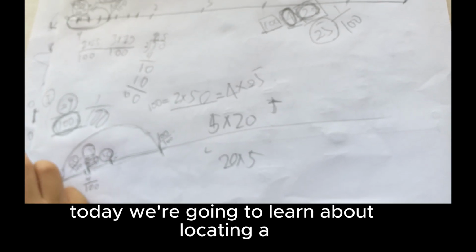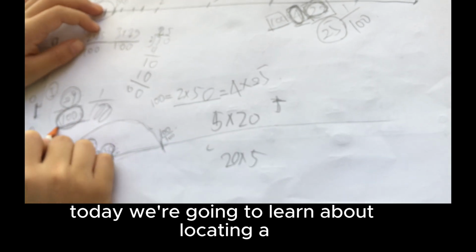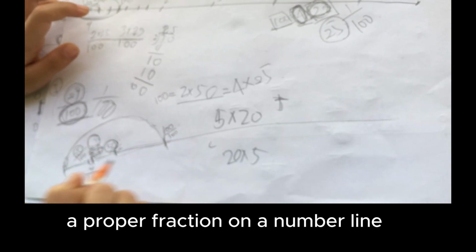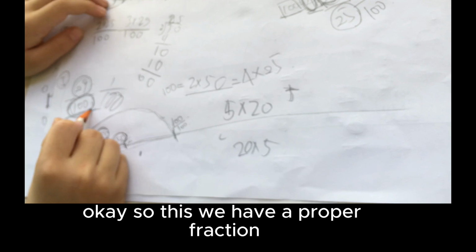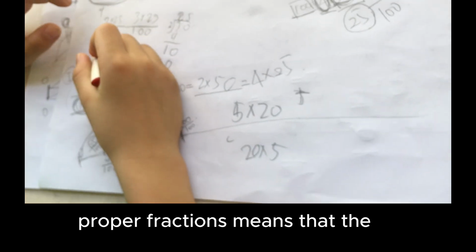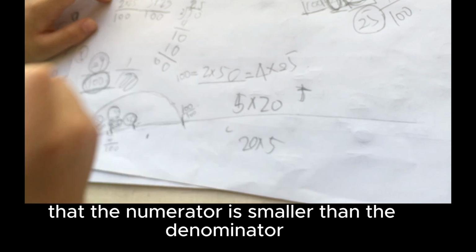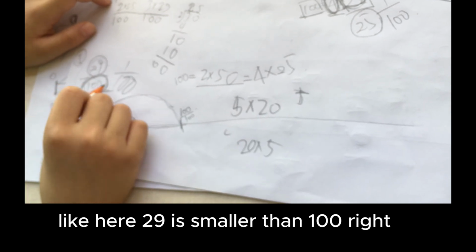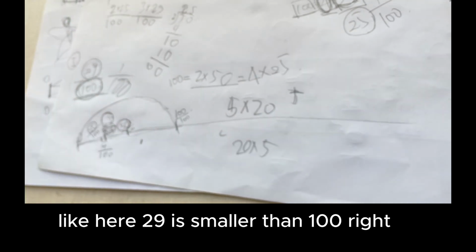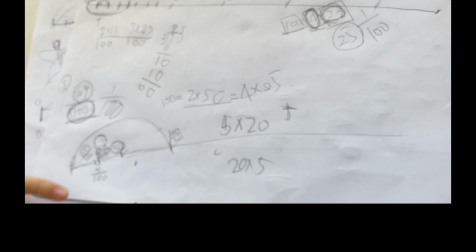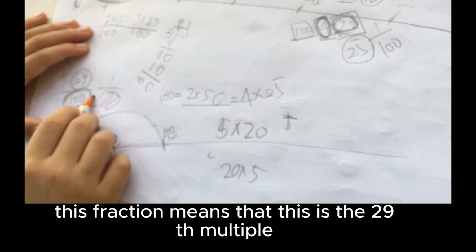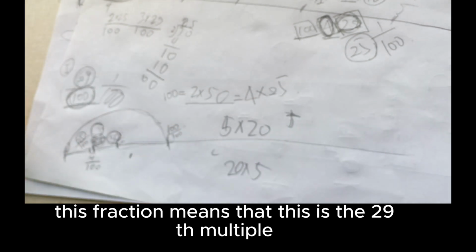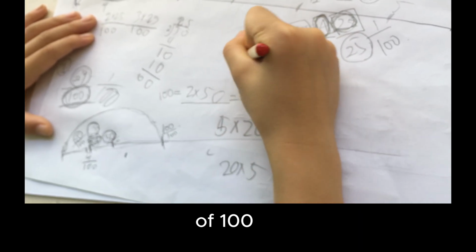Today we're going to learn about locating a proper fraction on a number line. So we have a proper fraction. Proper fractions means that the numerator is smaller than the denominator, like here. 29 is smaller than 100, right? Then what does this fraction mean? This fraction means that this is the 29th multiple of 1 out of 100.